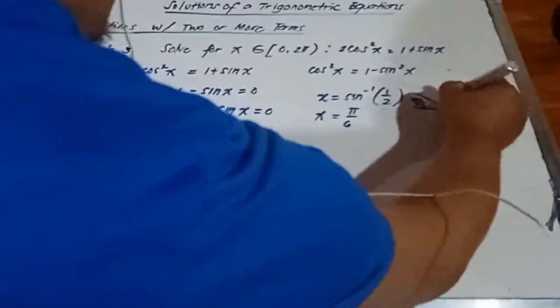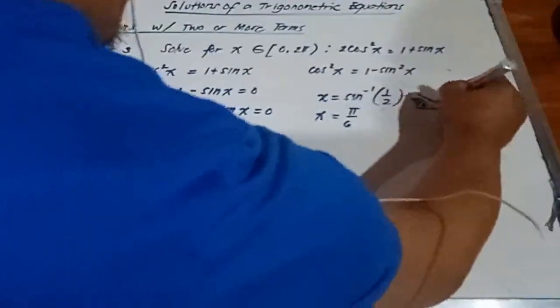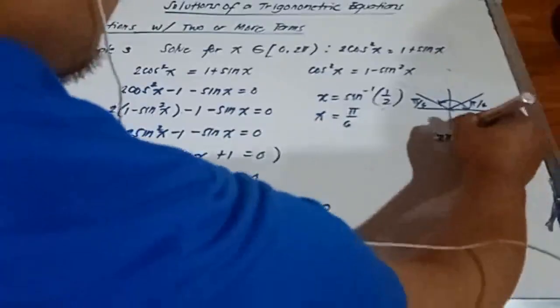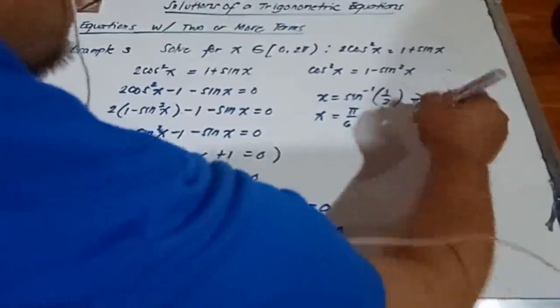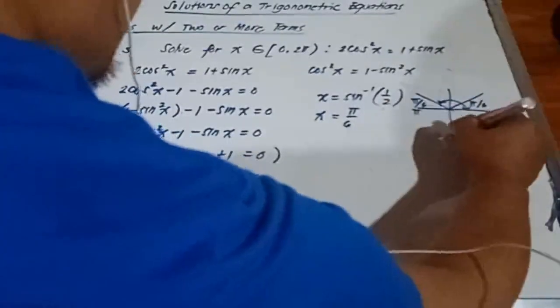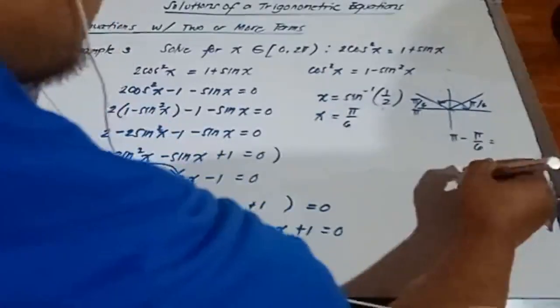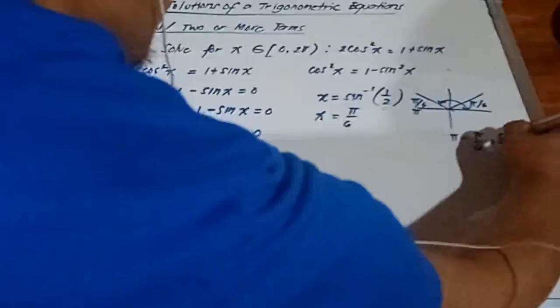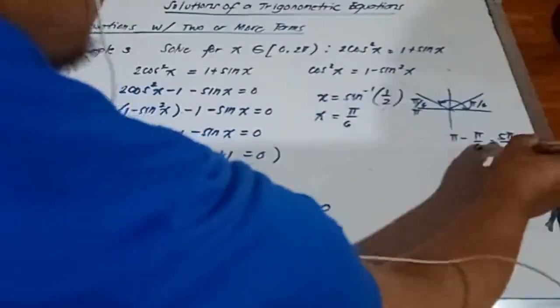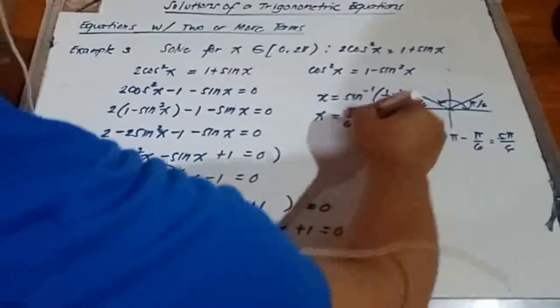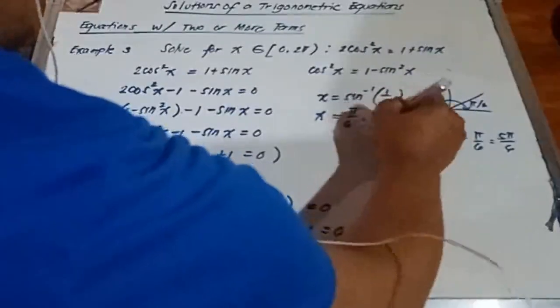So kailangan natin yung angle in standard position. So paano yon? Pi kasi ito. Pi minus pi over 6 is equivalent to 5 pi over 6. So, ito yung reference angle, yun na kailangan natin, angle in standard position. So, pi over 6 and 5 pi over 6.